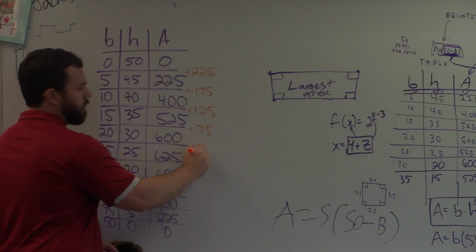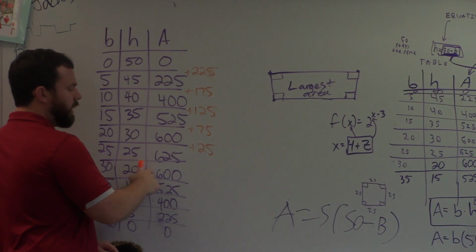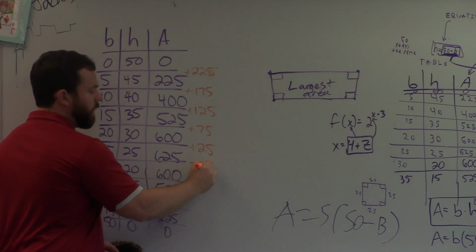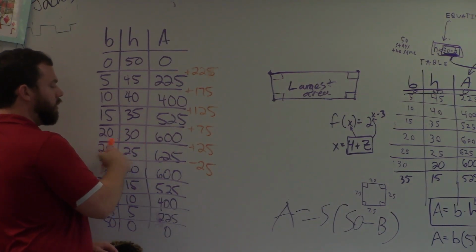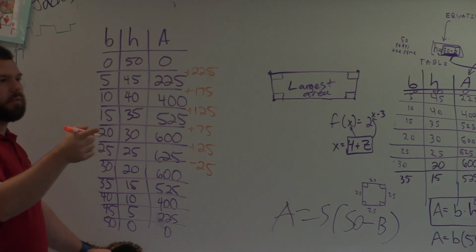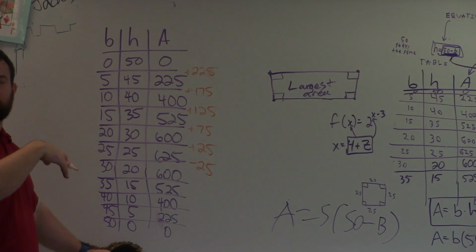Plus 25. What about 625 to 600? Maybe minus 25. Because remember, we said this vertex was the, what did Brady call it? He called the vertex the turning point, right?